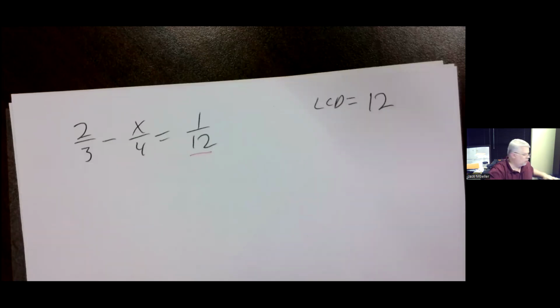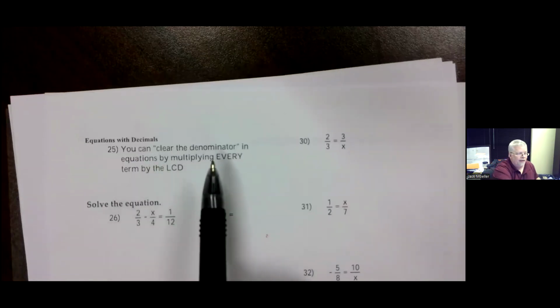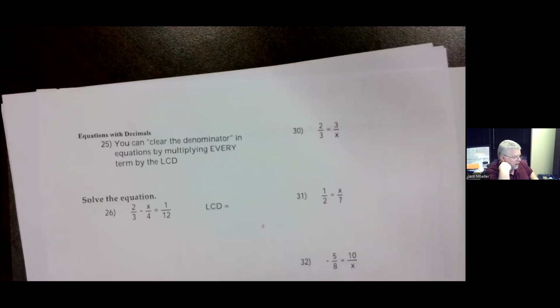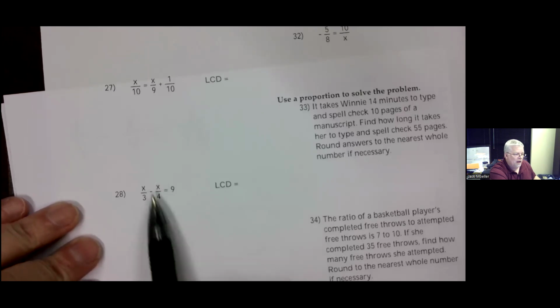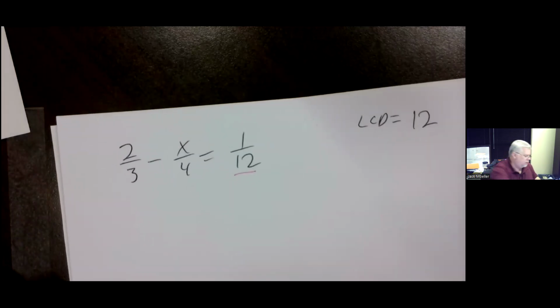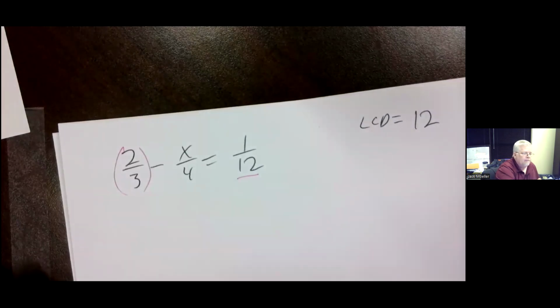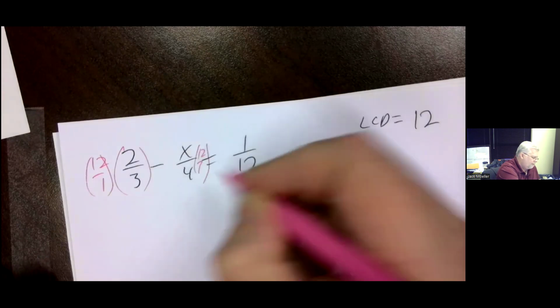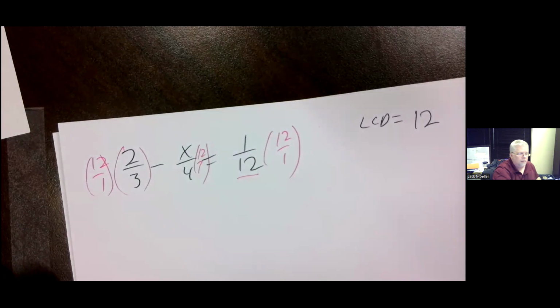And so what we're going to do with this, and I've got this in the notes, is we can clear the denominator by multiplying every term by the LCD. The reason I highlighted every is it doesn't matter if it's a fraction or not. You have to multiply it by the LCD. So when we do number 28, that 9 also has to get multiplied by the LCD. If we do this correctly, all our fractions should go away. Since these are fractions, I'm going to multiply by 12 over 1, not just 12. It might get a little messy here, but now we're going to simplify.